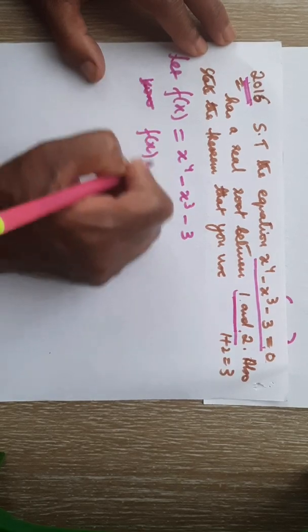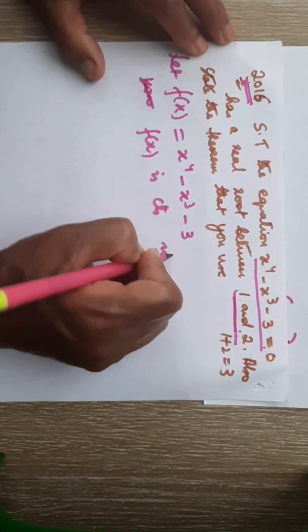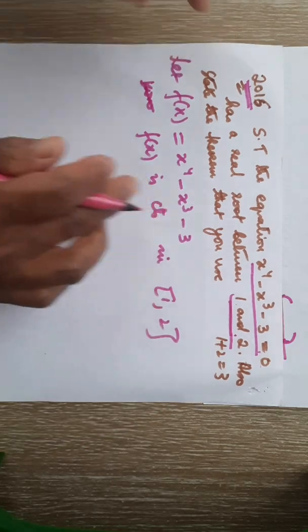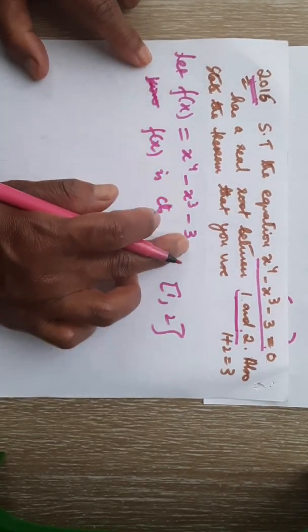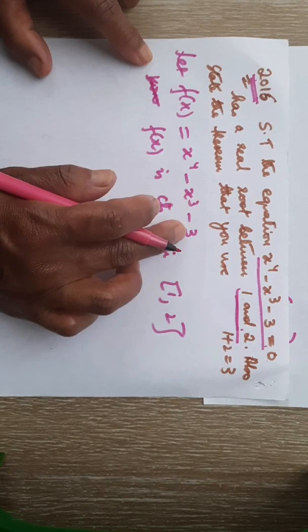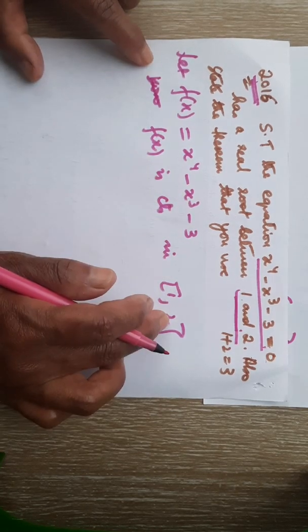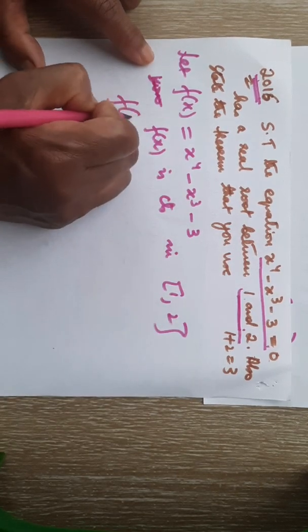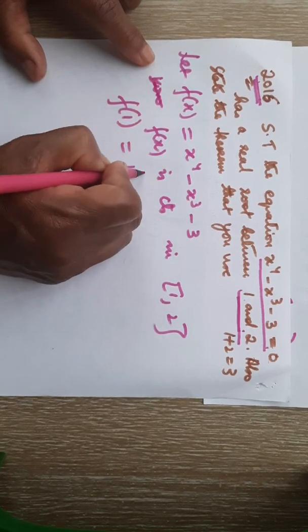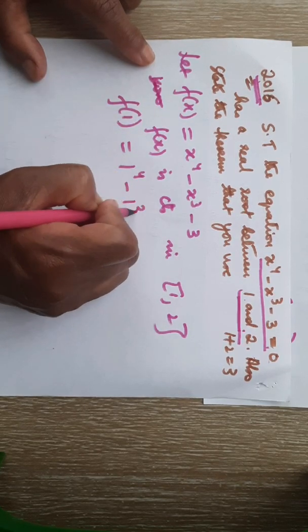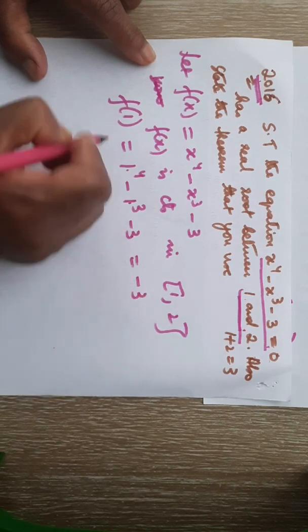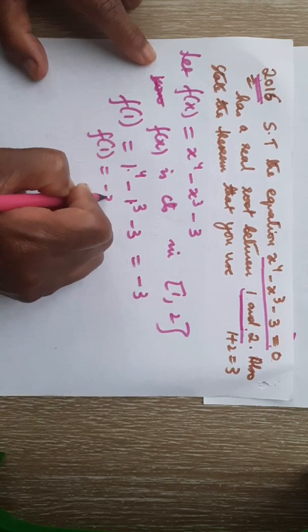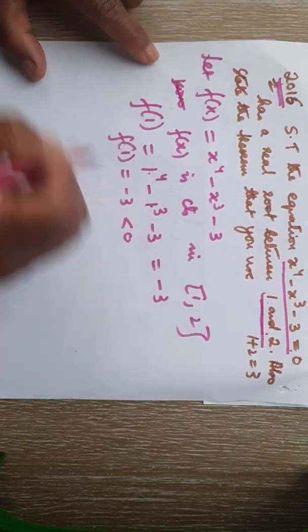Now f(x) is continuous in the closed interval [1, 2]. We know that every polynomial function is continuous. So therefore f(x) = x^4 - x^3 - 3 will be continuous in this interval. Now let us see what is f(1). f(1) will be 1^4 - 1^3 - 3. So the 1s cancel, so it gives you -3. That is, f(1) is -3, which is negative.